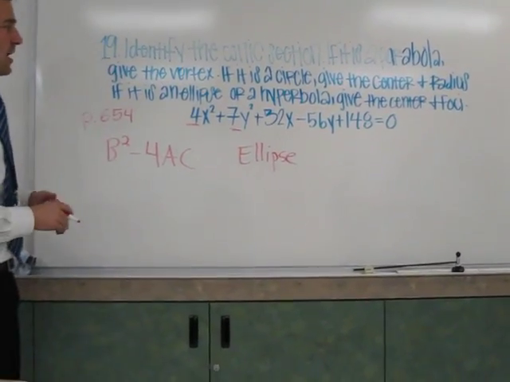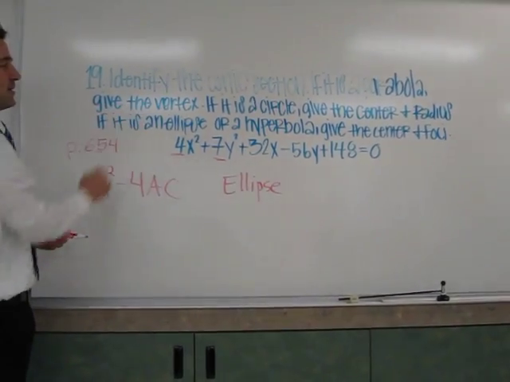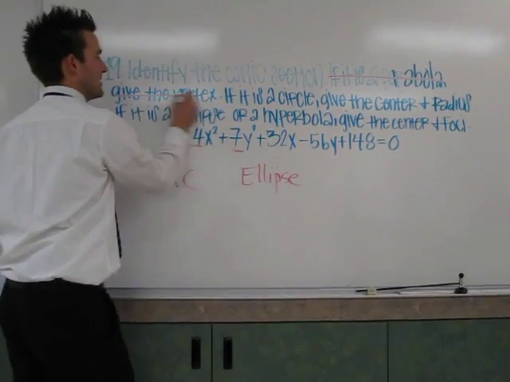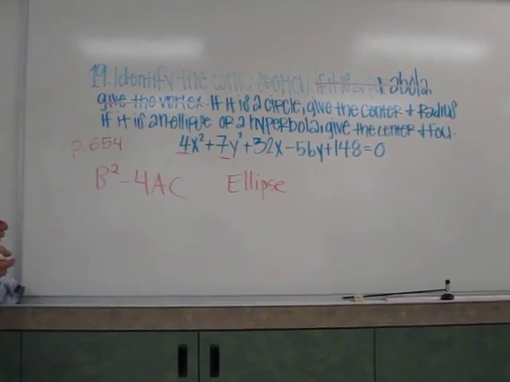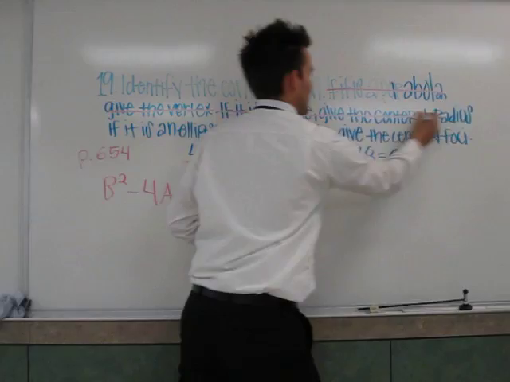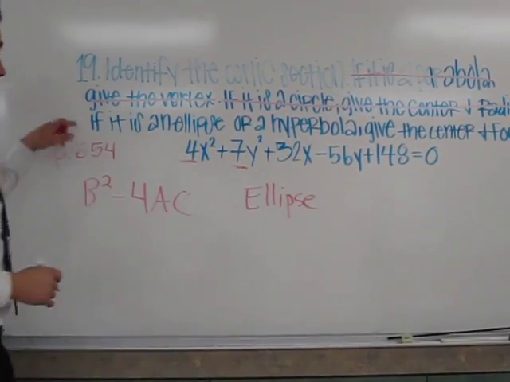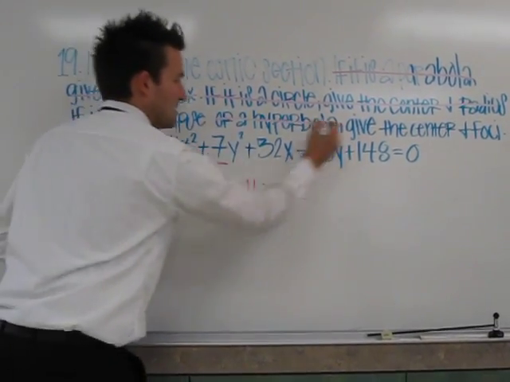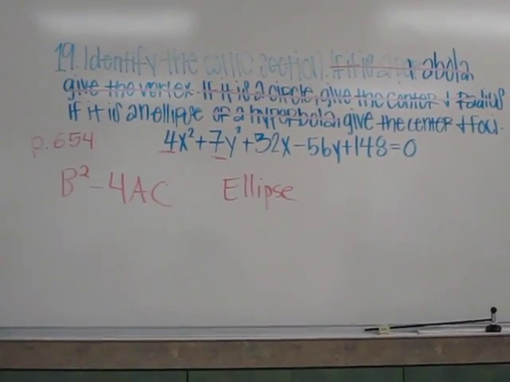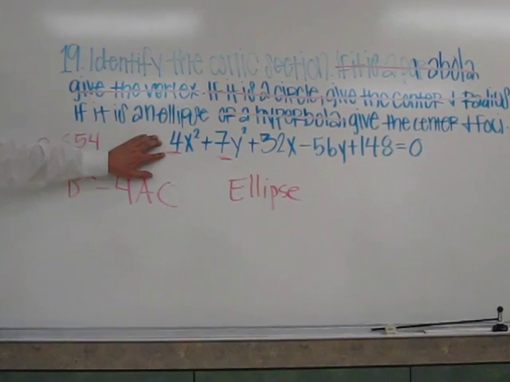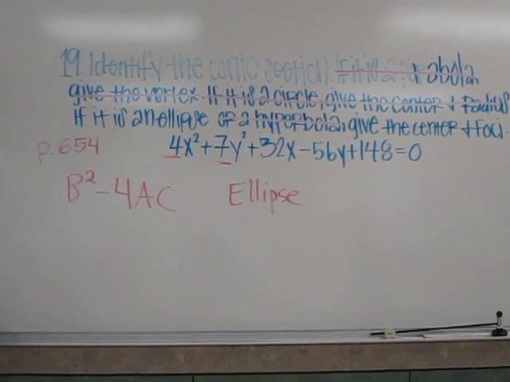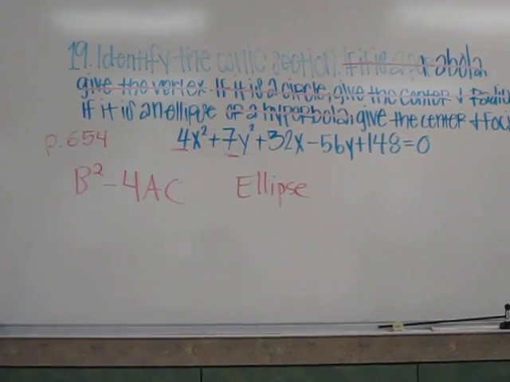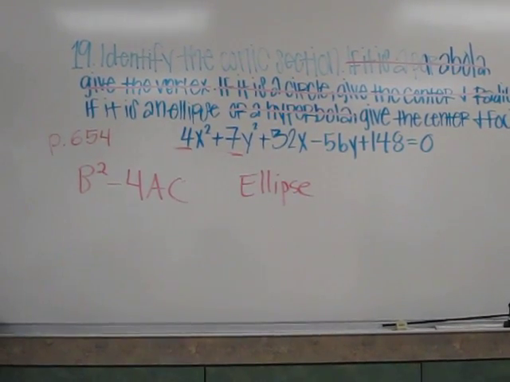Now let's read the rest of the problem. If it's a parabola, give the vertex. It's not, so we don't need that. If it's a circle, give the center and the radius. We don't need that. If it's an ellipse, okay, now I'm listening, or a hyperbola, give the center and the foci. So from this, we're going to have to figure out what is the center of this ellipse and where are the foci. To do this, we're going to use completing the square.